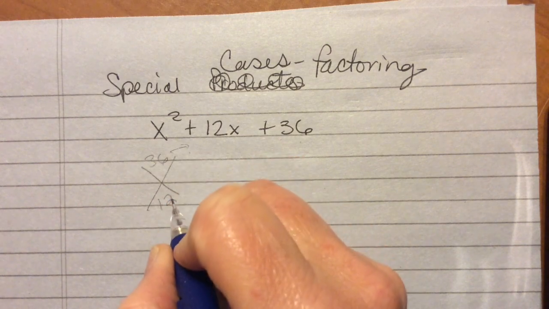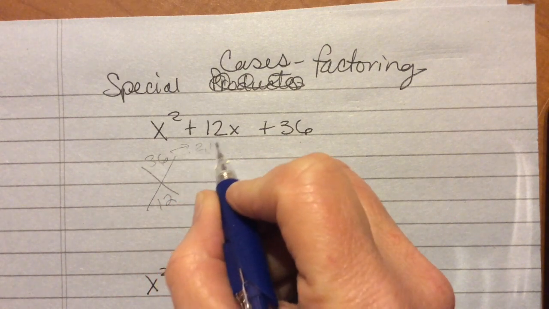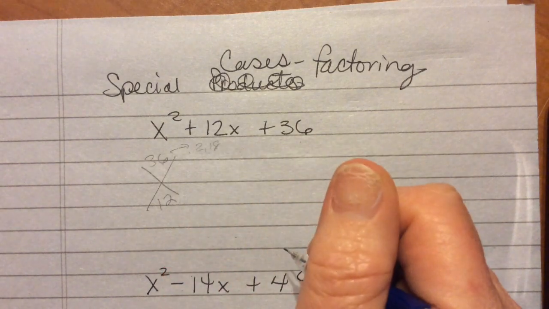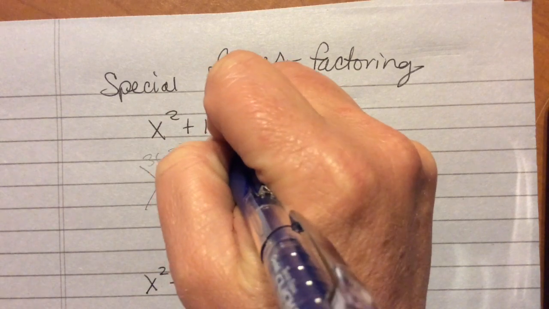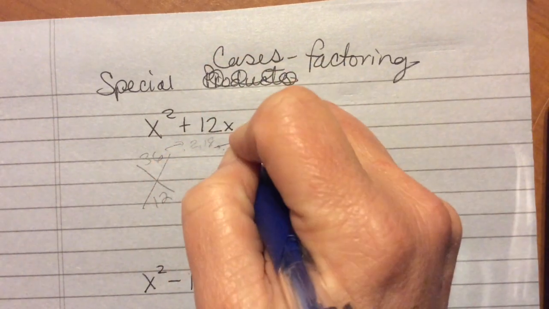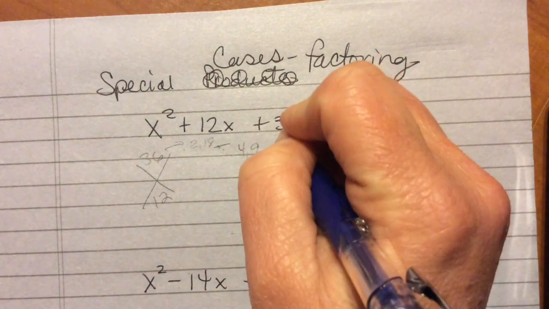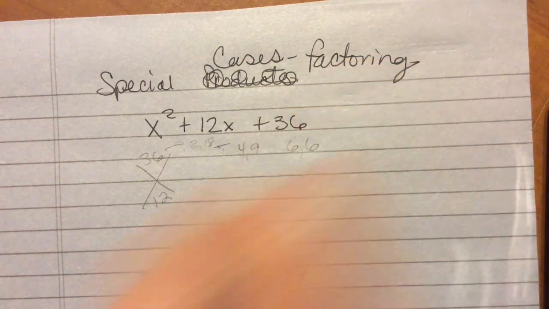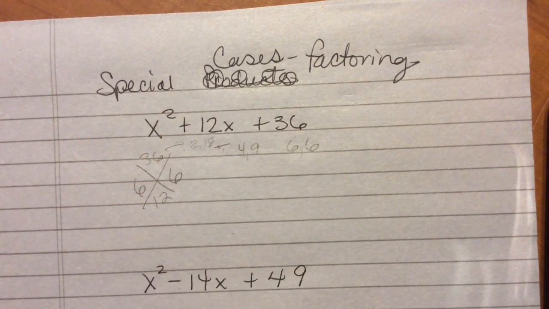So 1 and 36 is not going to make 12. 2, 18, no. 3, I think that's like 3 and 13, but still not going to work. I'm not going to worry. 4 and 9, but then also, oh, wait, 6 and 6 work. Okay, and you can write them both as 6s.